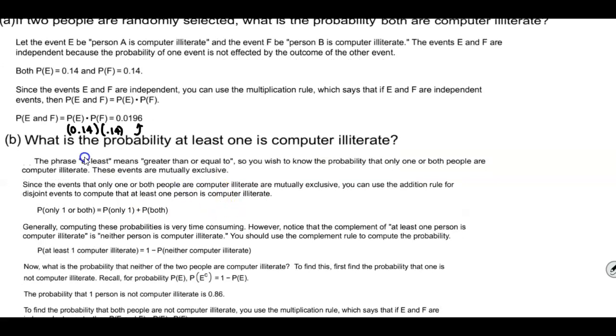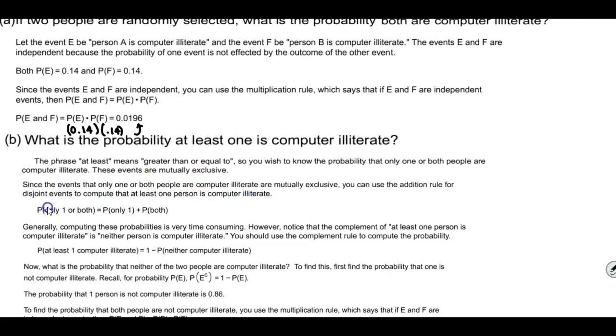Now in question B, it states, what is the probability at least one is computer illiterate? So we have to know the definition of at least one. The phrase at least means greater than or equal to. So you wish to know the probability that only one or both people are computer illiterate. And these events are mutually exclusive. Since the events that only one or both people are computer illiterate are mutually exclusive, you can use the addition rule for disjoint events to compute that at least one person is computer illiterate.